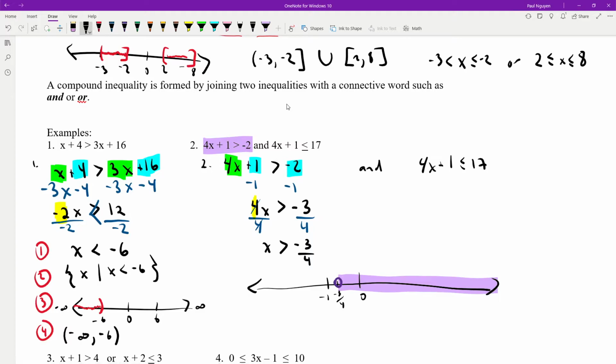Now let's work on the right inequality, say this one here. So to solve this one, I'm going to subtract 1 from both sides, which gives me 4x is less than or equal to 16. I divide both sides by 4 to get that x by itself, and I get x is less than or equal to 4. So this is going to look like, here's 1, 2, 3, 4. Here's 4. I'm going to want everything smaller than or equal to that. x is smaller than or equal to 4. So I'm going to take all of this stuff here.